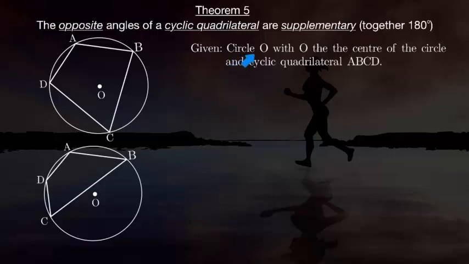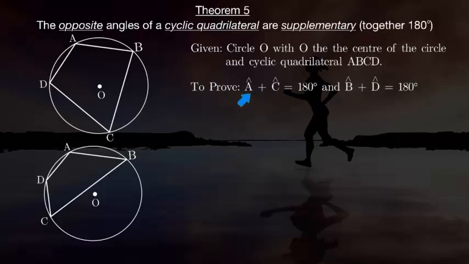Now we are given circle O with O the center of the circle and cyclic quadrilateral ABCD. Now this proof is the same for both these figures, so you can follow along in both. Now we want to prove that angle A plus angle C is equal to 180 degrees. Now I'm going to stop here quickly because sometimes they just ask us to prove only one pair of opposite angles is equal to 180. If that is the case, I quickly want to show you something very important.